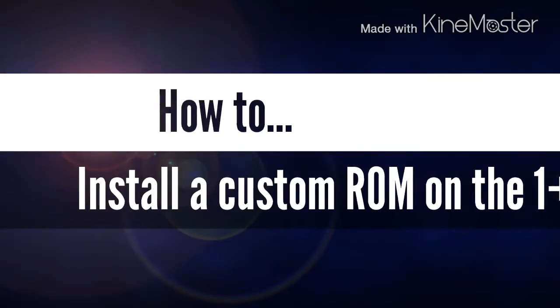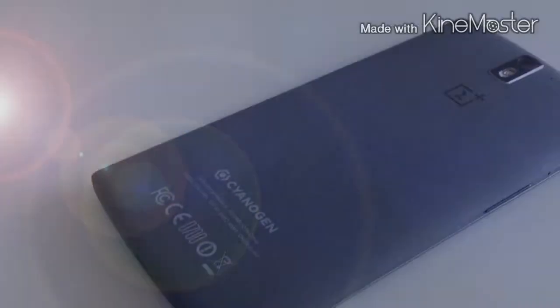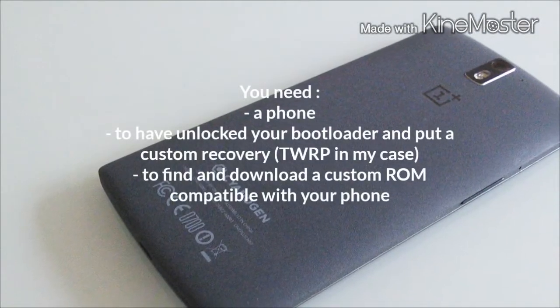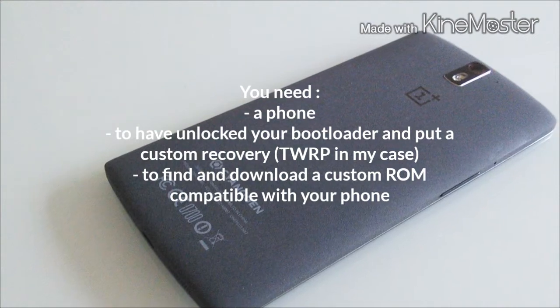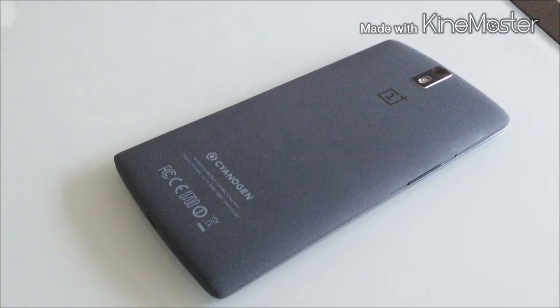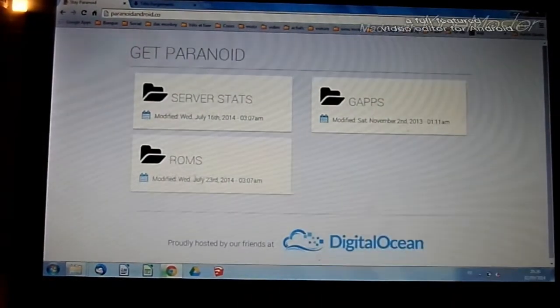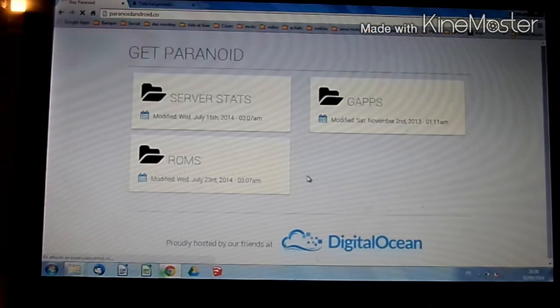Hi guys, today it's how to install a custom ROM on the OnePlus One. What you need? A phone, a OnePlus One, unlock your bootloader and put a custom recovery. I choose TWRP and you need to find a custom ROM. So, I choose Paranoid Android, it's the best one.